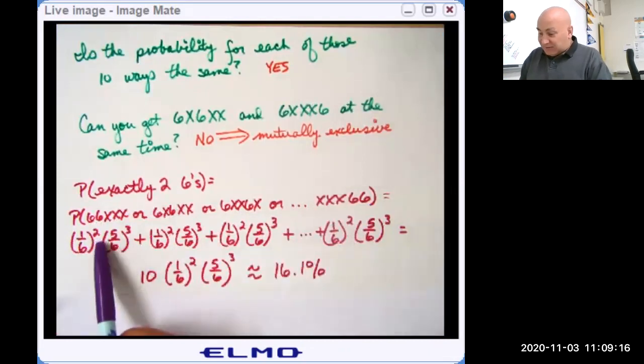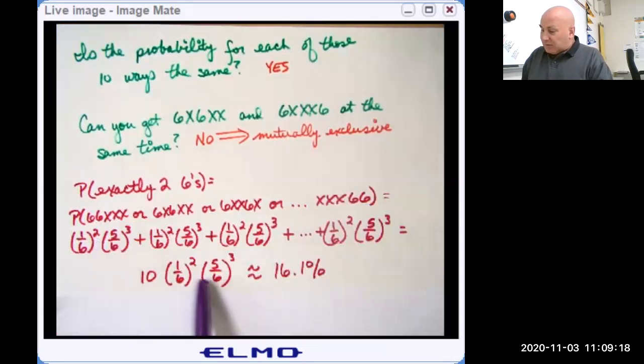So this times 10 gives us the ability to add all those probabilities together, and that's going to give us our binomial probability.